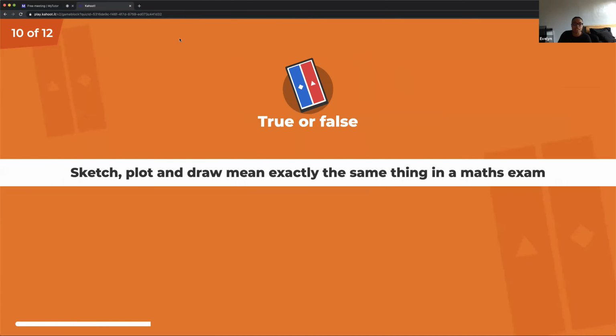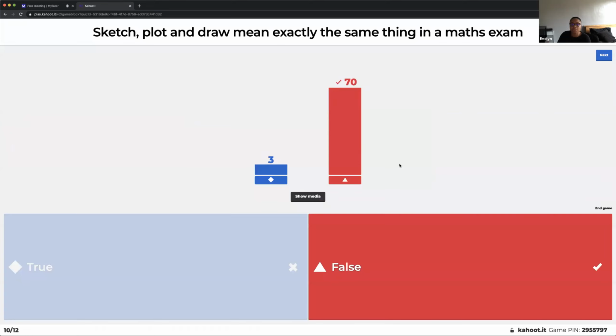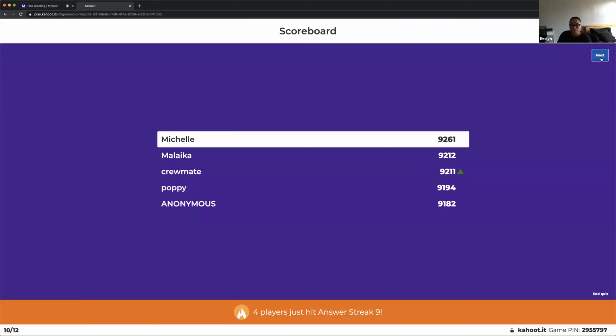We're nearly done. So sketch, plot, draw all mean exactly the same thing in the maths exam. Right, there's some brilliant suggestions in the chat and in the Q&A as well for different techniques other people are using. That's brilliant. Right, false. It is false. Sketch, plot, and draw mean different things. Sketch is a rough sketch, just put the important coordinates. Plot and draw are more accurate. So well done for the top 5.